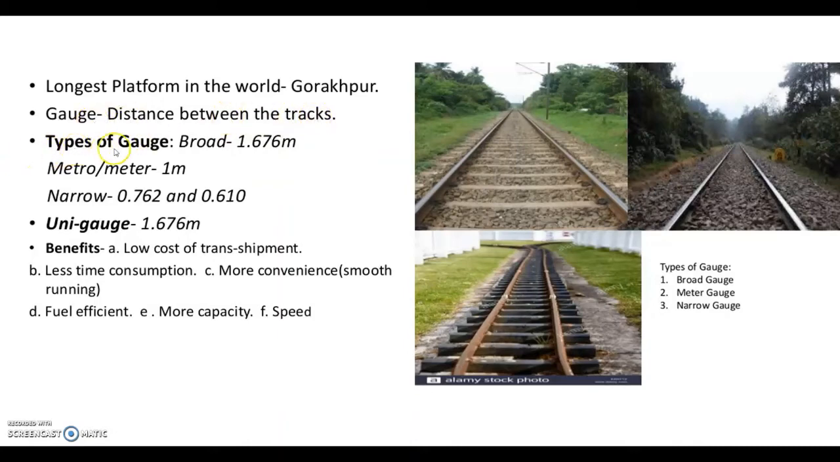Then what are the different types of gauge? Broad gauge, meter gauge, and narrow gauge. Broad gauge means the distance between the tracks is 1.676 meters. Then meter gauge, 1 meter. Then narrow gauge, between 0.762 and 0.610 meters. So what do you mean by uni gauge? It is broad gauge and the distance between the tracks is 1.676 meters.